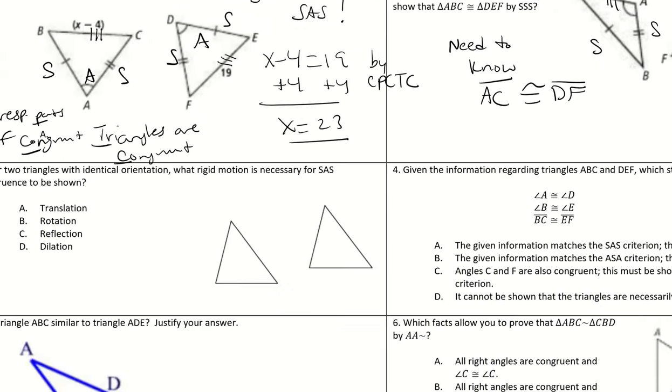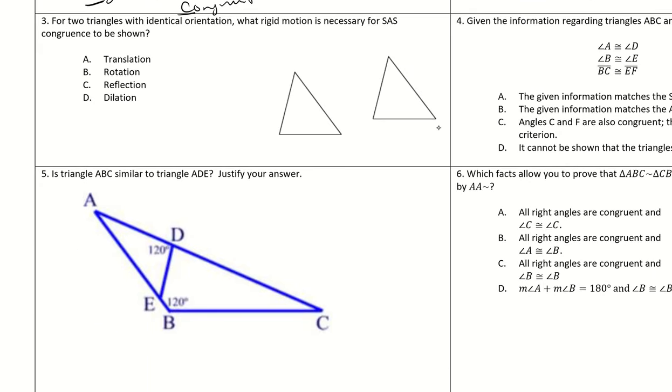All right, number 3. For the two triangles with identical orientation, what rigid motion is necessary for SAS congruence to be shown? Okay, so in order to prove, these are in the same orientation. So we want to prove SAS, right? We have side, angle, side, and side, angle, side. All we got to do is to translate this.